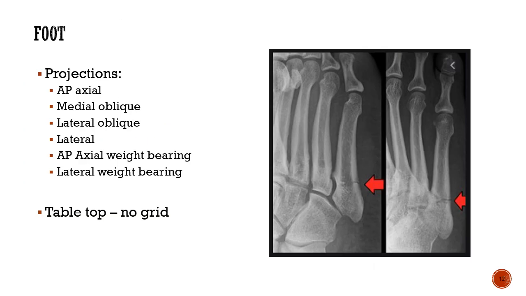In terms of the foot, we're going to take a look at the AP axial, the medial and lateral obliques, the lateral, the AP axial weight bearing, and the lateral weight bearing. Again, these are performed tabletop with no grid.